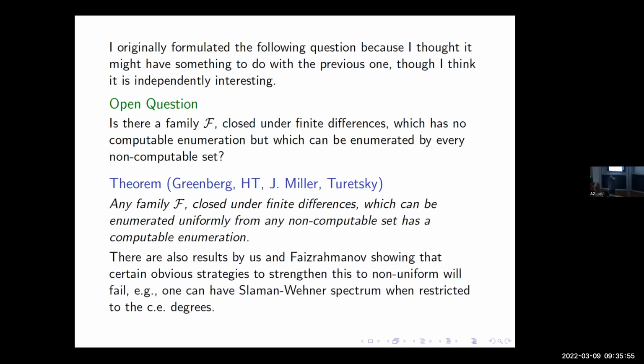Maybe the best progress towards the other side is some stuff that we proved and also some stuff that Ramanov proved. Certain obvious strategies to strengthen this to non-uniform aren't going to work. For example, he proved that you can have Slaman-Wehner spectrum if you restrict to the CE degrees. So you can be computed from every non-computable CE degree, but not have a computable enumeration. Or for example, we showed that for any particular set, you can be under that set, but not computable. So if this is impossible to do in a non-uniform way, the argument has to look at a lot of different degrees and be a very wide argument.